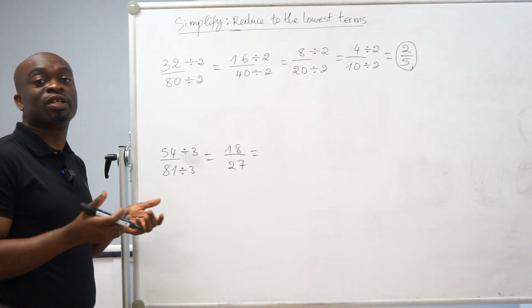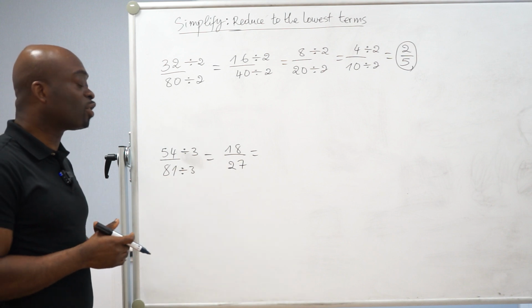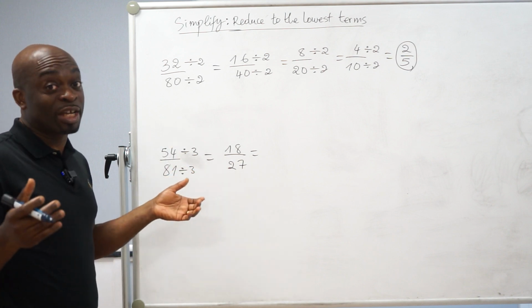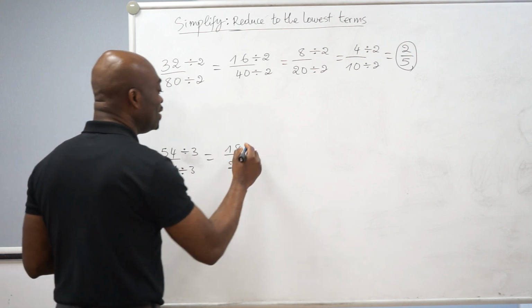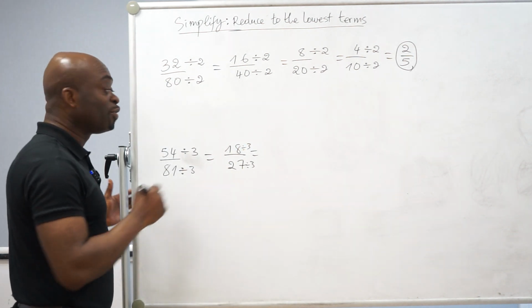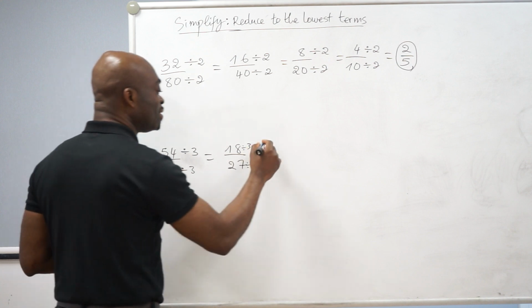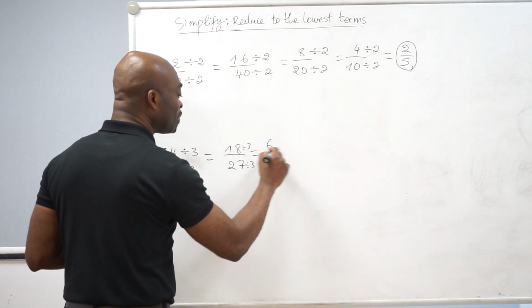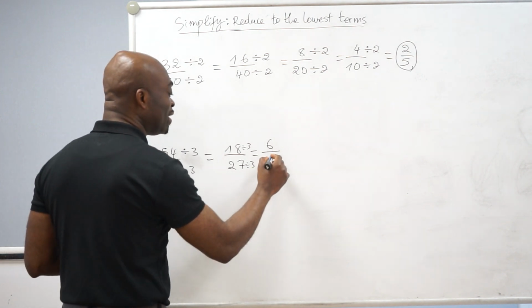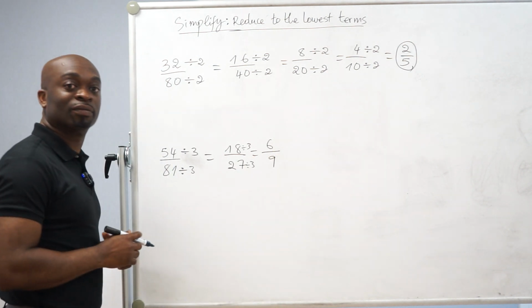But are you finished? No, because you can still continue. 2 still cannot be used. So can you use 3? Let's go at it. So divided by 3, divided by 3. 3 goes into 18 how many times? 6 times. What about 27? 3 goes into 27 9 times.